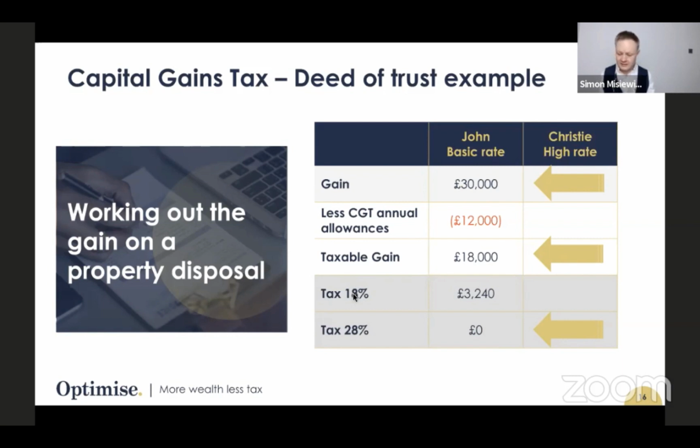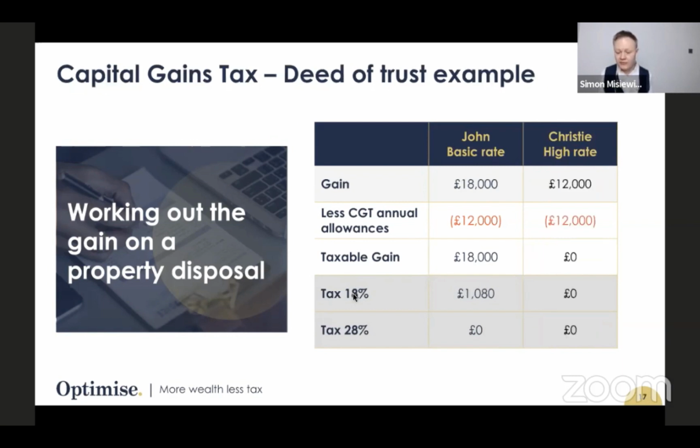And why is that? Well, what should have happened is that with the £30,000 gain, you should have worked out the percentage. We have spreadsheets on this kind of thing, whereby you say, well, okay, what's your income? What's the income of Christy, let's say? What's the income of John? What annual allowances do they have? Where can we push it to the high rate tax band? And we will calculate the specific percentage of the ownership of this property and who should own what.